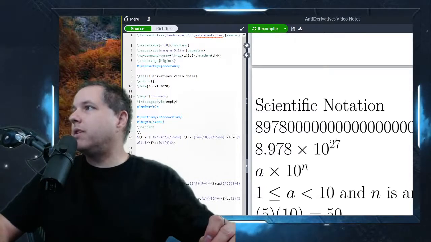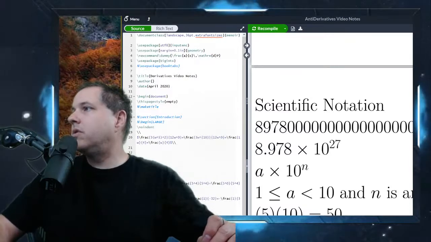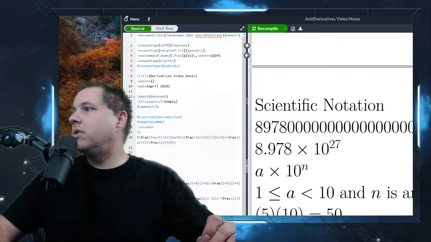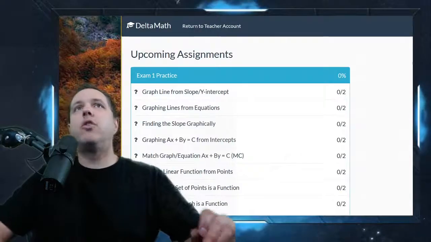Oh, there's one more I missed. Okay, hold on one second. Complex fractions. There we go. Okay, here we go. Corrected. So there should be no confusion.